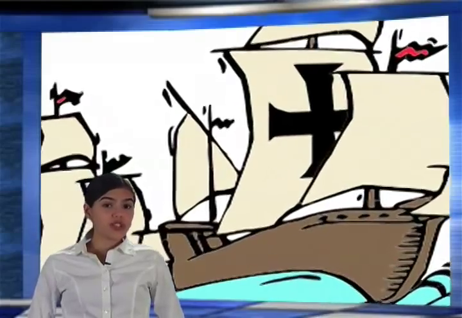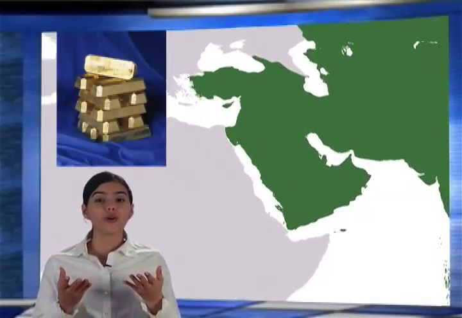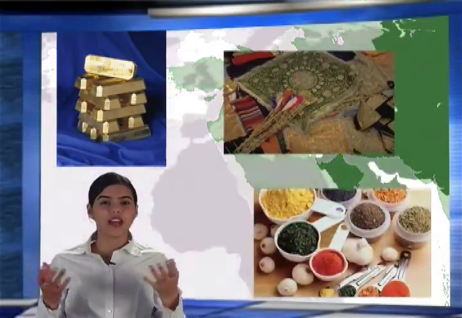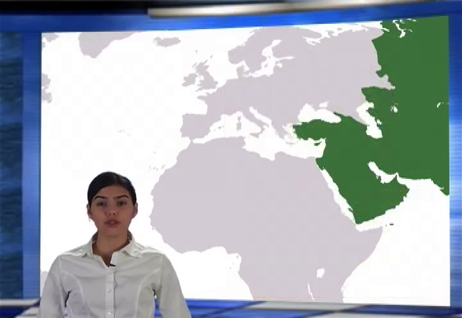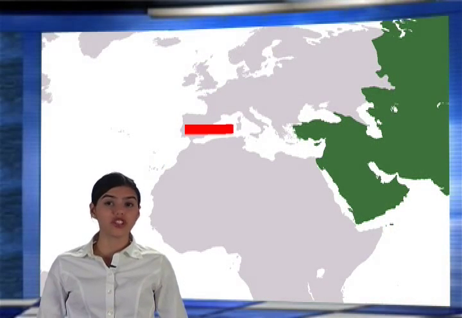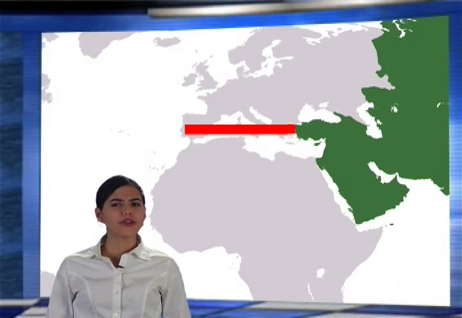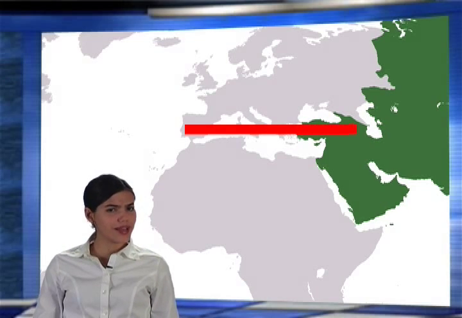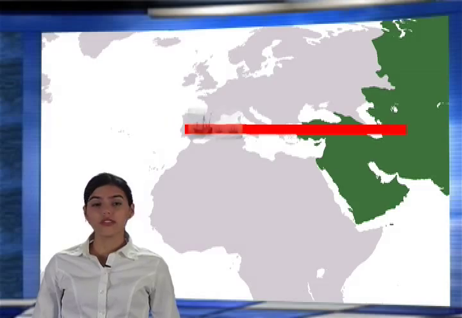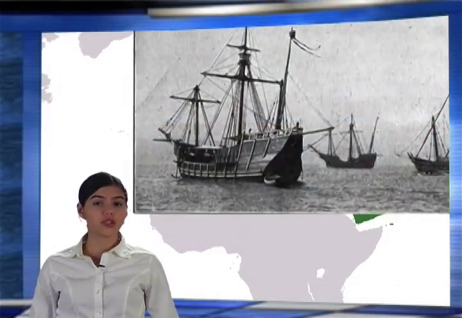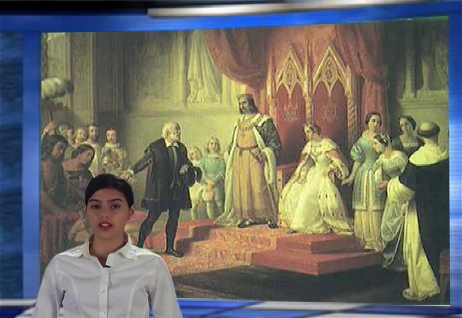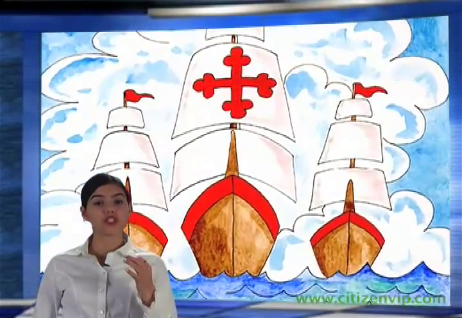Christopher Columbus wanted to go to Asia to find gold and silk and spices, but it took a long time to travel from Europe to Asia by land. He wanted to find a shorter way to get to Asia. Christopher Columbus thought he could get to Asia by sailing westward across the Atlantic Ocean. Spain gave Columbus sailors and 3 ships to sail to Asia.